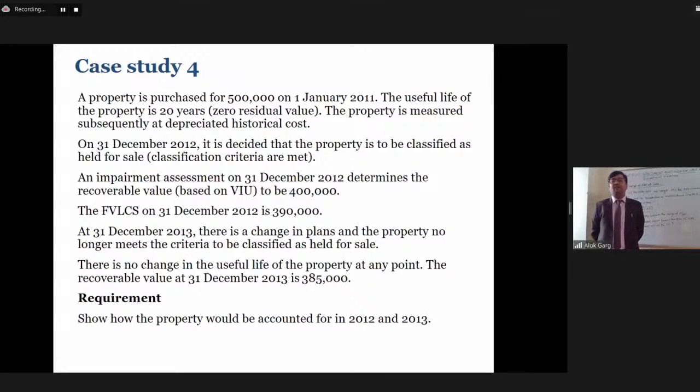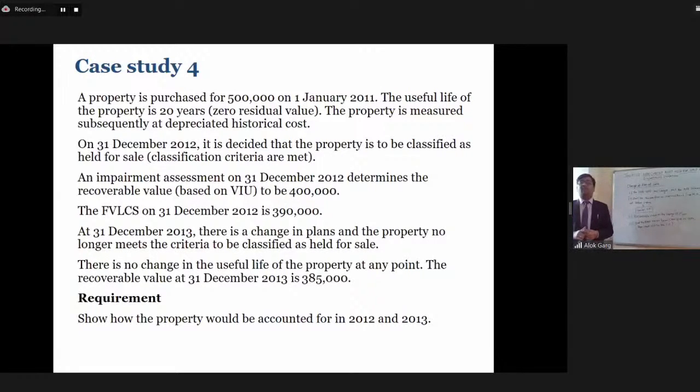Now fair value less cost to sell is 390. So non-current asset held for sale, I mean to say this property held for sale will be valued at 390. So first of all, as per IND AS 16, we have charged an impairment of 50,000. Then as per IND AS 105, we have again charged an impairment of 10,000 while comparing carrying value with the fair value less cost to sell. Okay. Is it clear so far, friends? So we have done the HFS accounting.